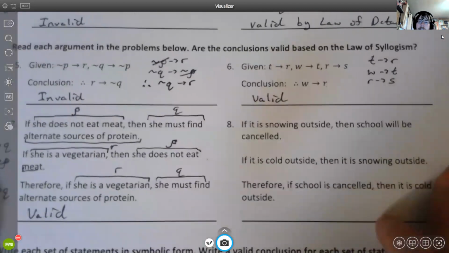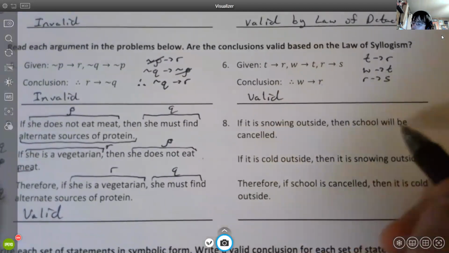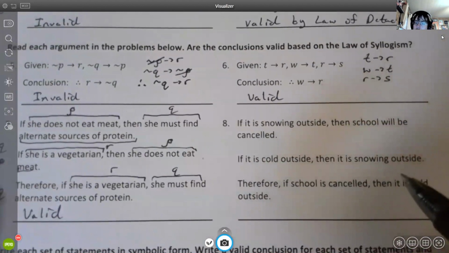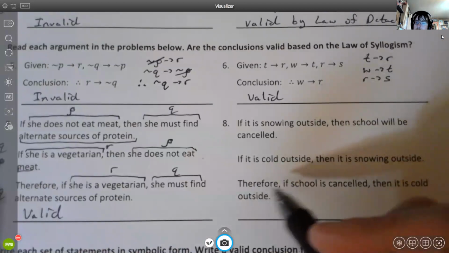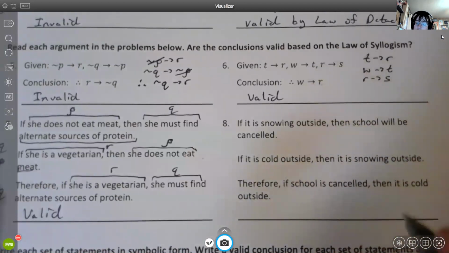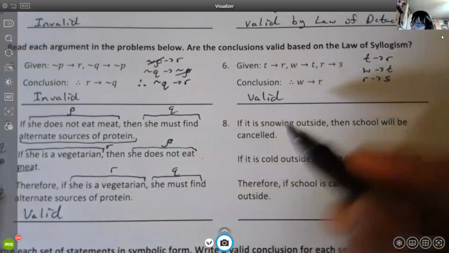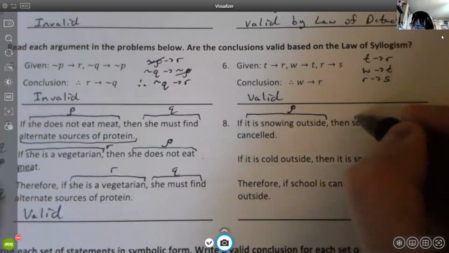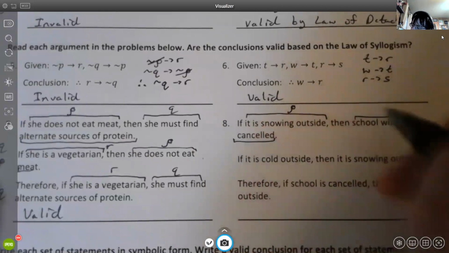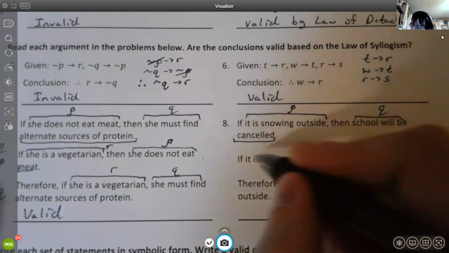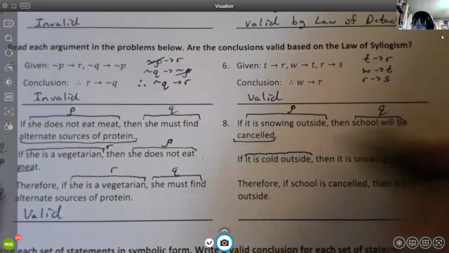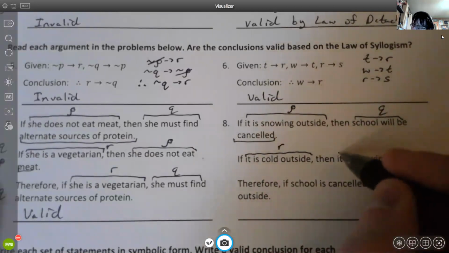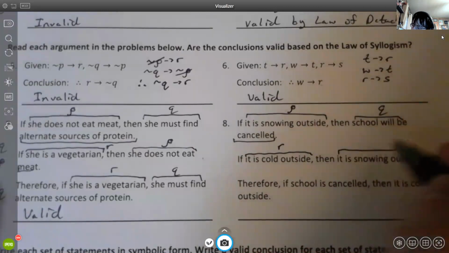Then finally, number 8, if it is snowing outside, then school will be canceled. If it is cold outside, then it is snowing outside. Therefore, if school is canceled, then it is cold outside. So first off, it is snowing outside, we'll label as P. School will be canceled, we're going to label as Q. It is cold outside, that is different from either P or Q, so we're going to put that as R. It is snowing outside matches up with P again.